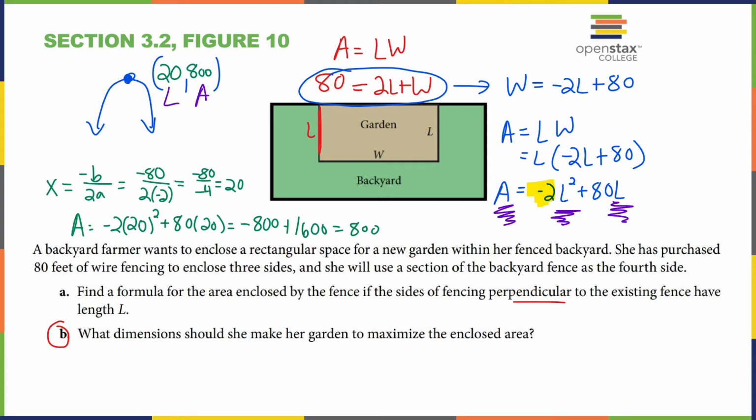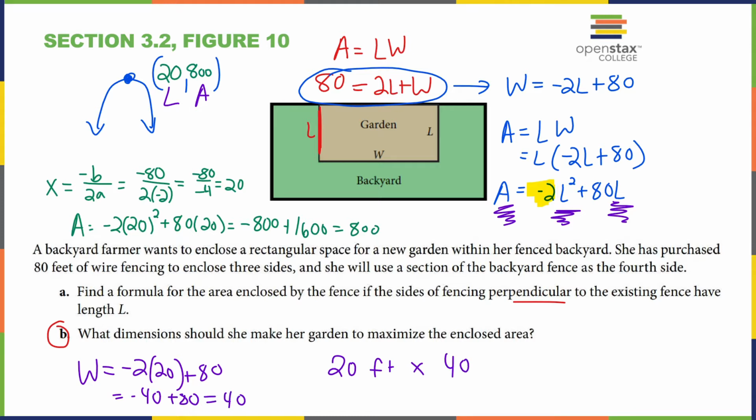But remember, the question asks, what dimensions should she make her garden? Dimensions here would be length and width. So we know it's 20 feet by something. Now, how do we find the number of feet that it is wide? Well, we plug it into our width equation. Negative 2 times 20 plus 80 is negative 40 plus 80 is 40. So 20 feet by 40 feet will maximize the enclosed area while using all 80 feet of wire fencing.